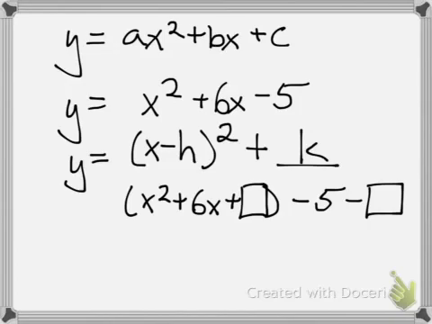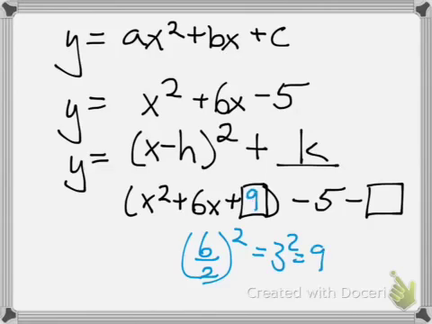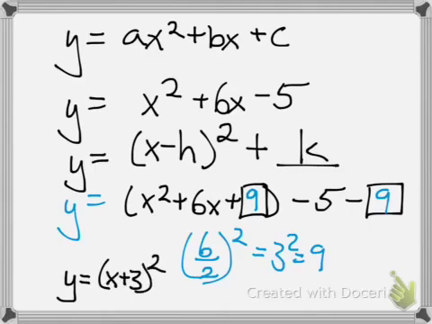So here's what we're going to do to find that something. We're going to take (6 over 2) quantity squared, and so that's going to be 3 squared, it's going to be 9. And so I'm going to add 9 right here. But I'm not allowed to just add 9 if y equals all this. I have to also subtract 9. And so now I've got my new equation, and I'll write it down here as y equals (x plus 3) quantity squared, and here minus 14.